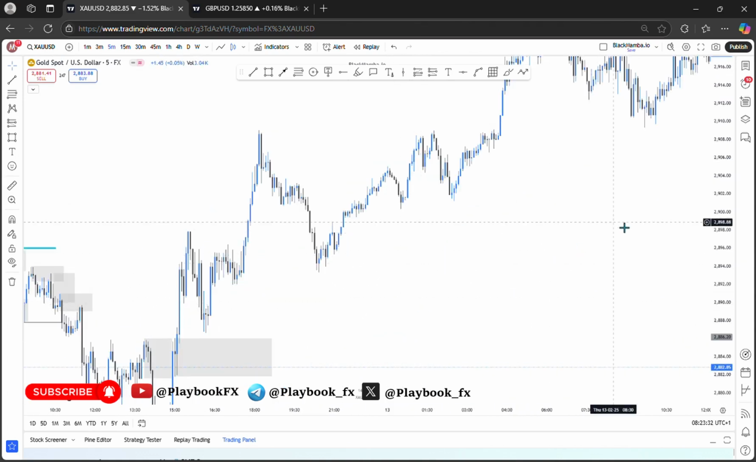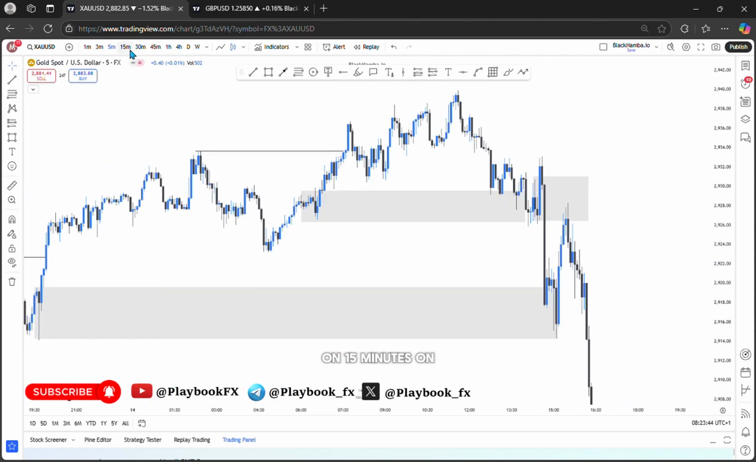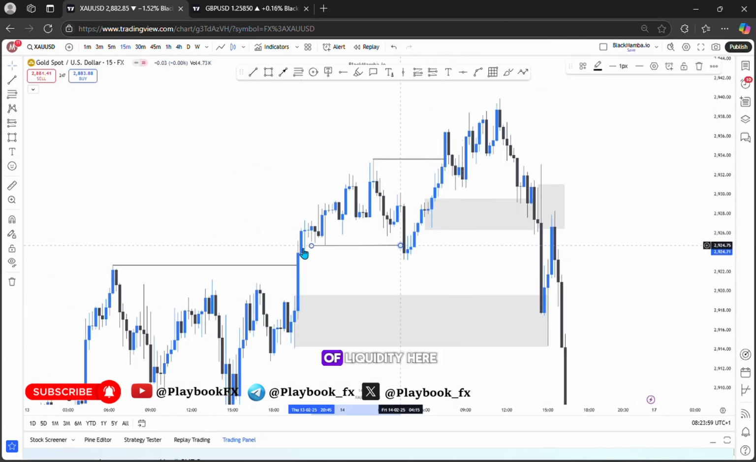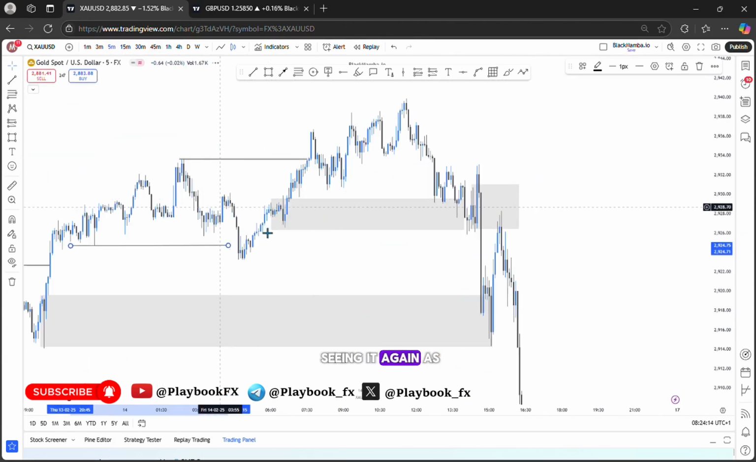Let's look for more. Here again, on 15 minutes on gold, we have this protected low. We have a sweep of liquidity here, price broke structure. So somewhere inside here will be the area I'll be expecting price to respect. Now if you go to 5 minutes, there is something I'm seeing here again as a flip zone.